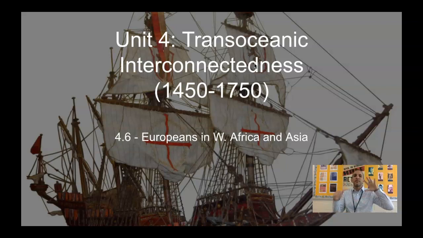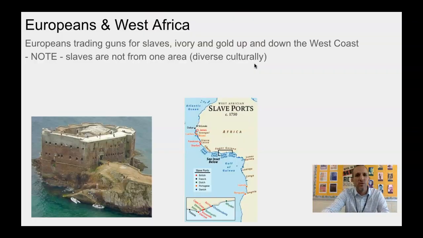This is 4.6. We're talking about the European influence in West Africa and Asia. Some of the stuff at the end of this video is going to connect back to Unit 3, which was on the Gunpowder Empires. So I won't focus too much on the Asia side of things because we've talked about it already. But I just want to bring it together in a nice little mesh, or dare I say, syncretism. So here we go.